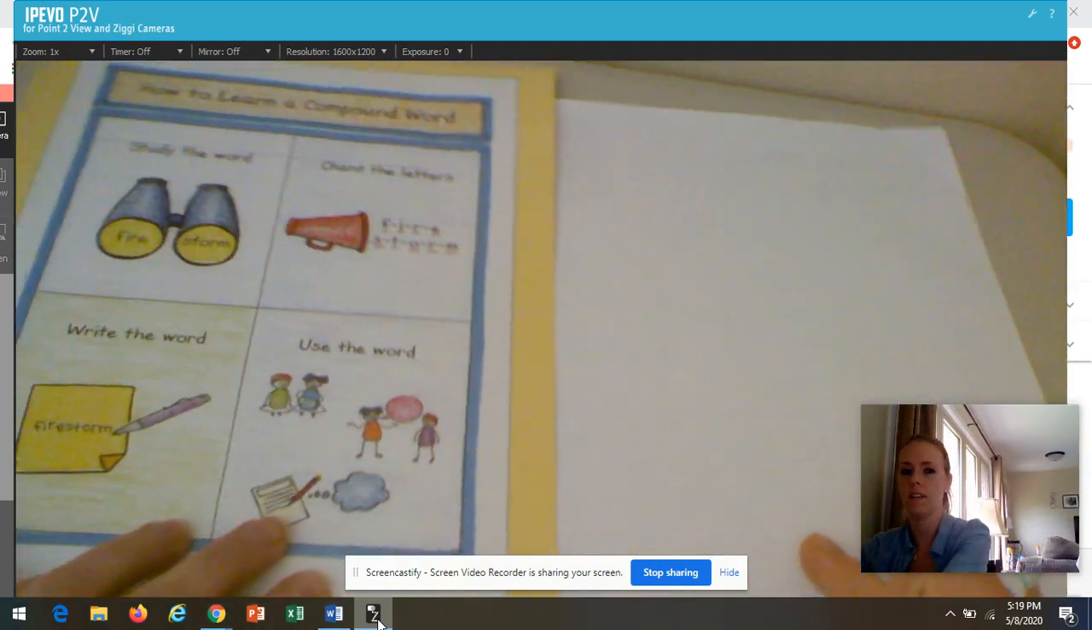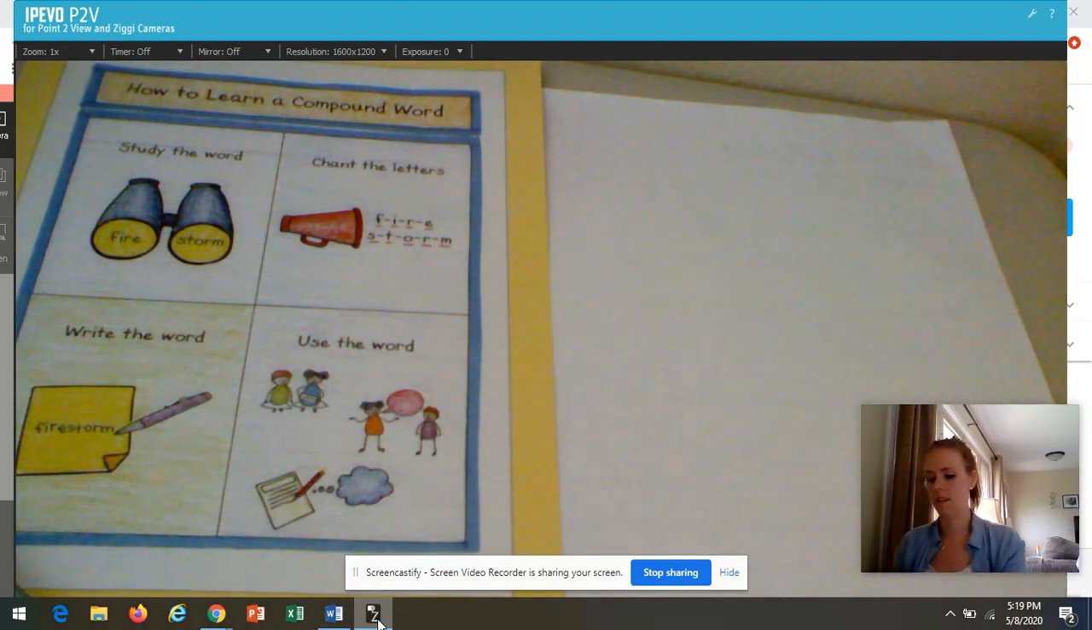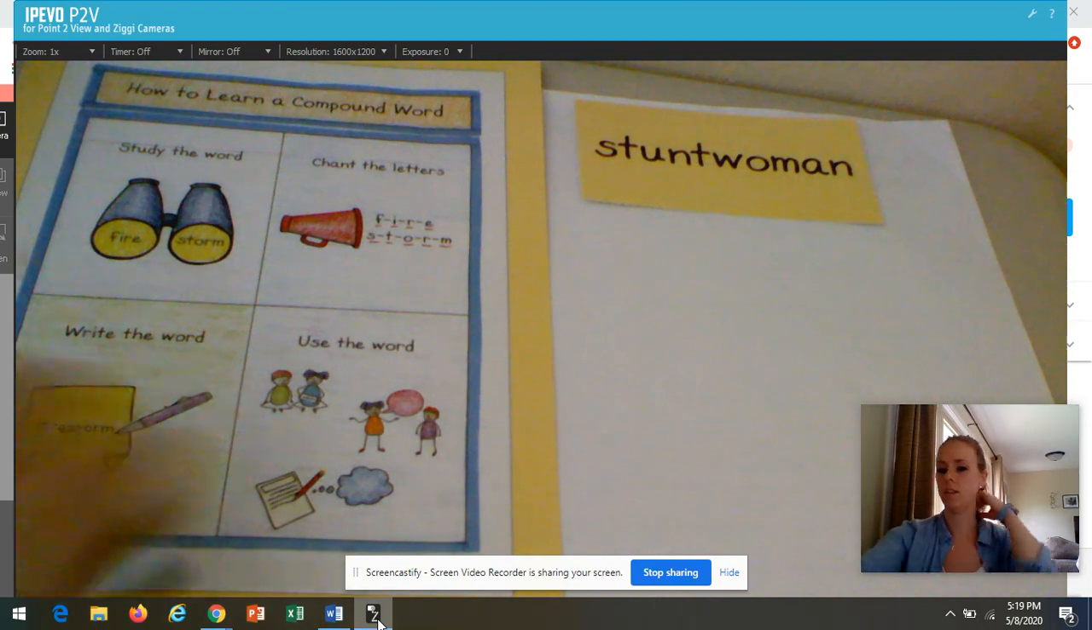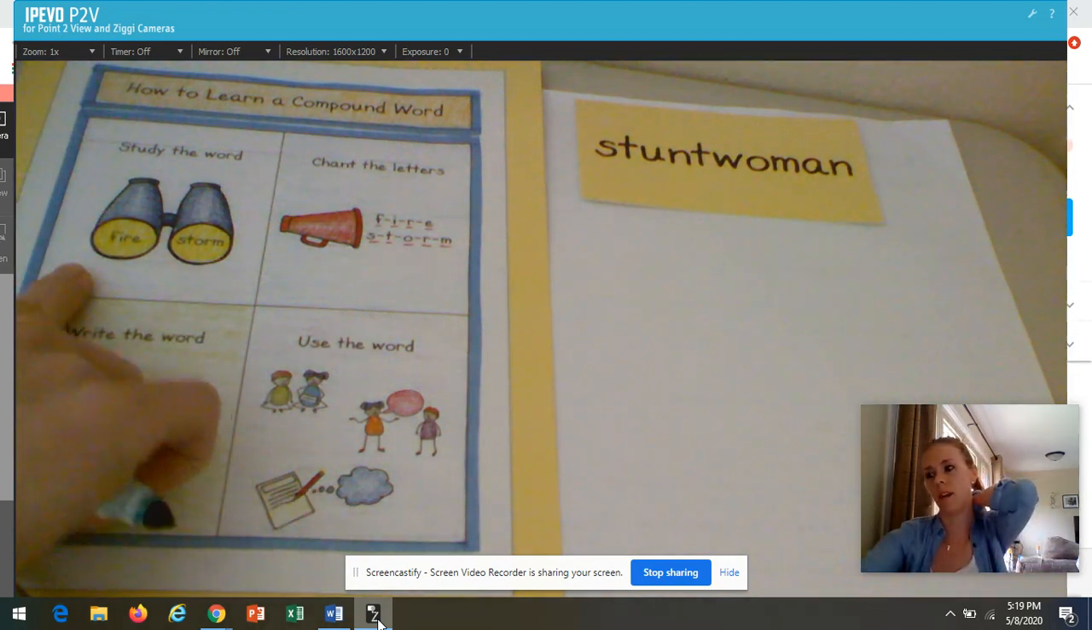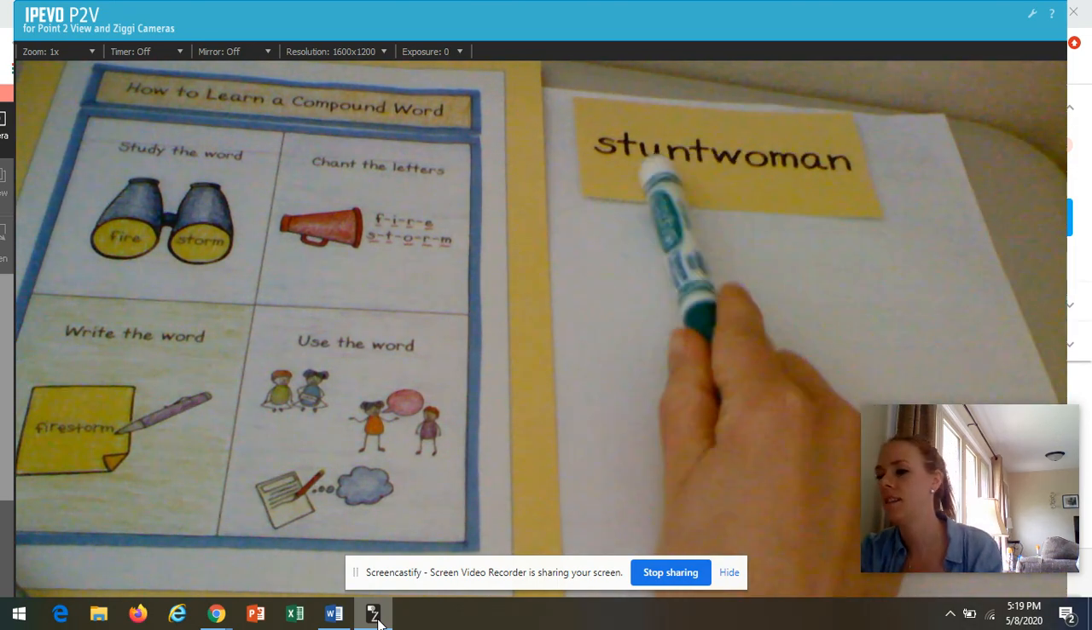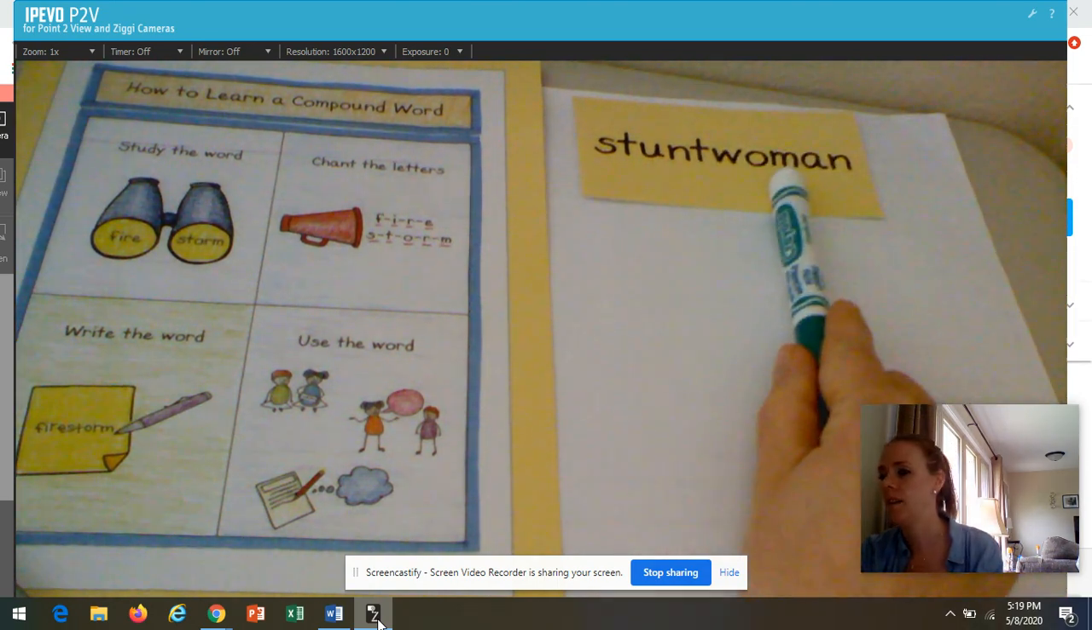Let's try this one. This compound word is stunt woman. So first thing we do is we're going to study this word. So find the two words that make up this compound word, stunt woman. You should see that it's stunt and woman.